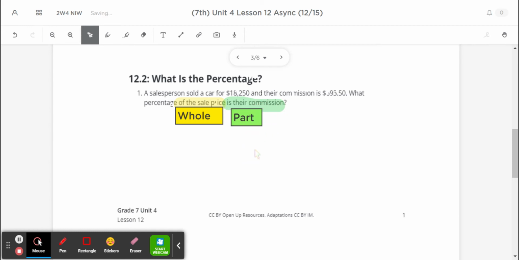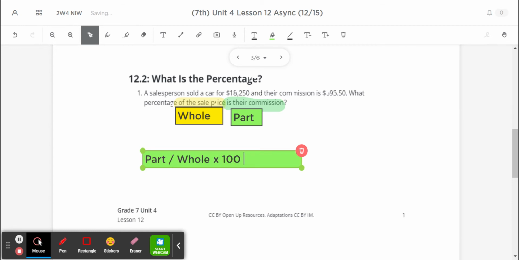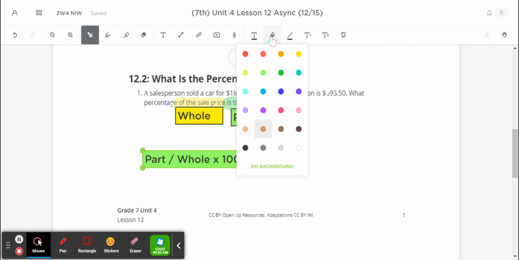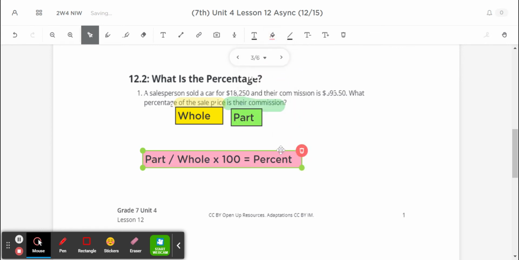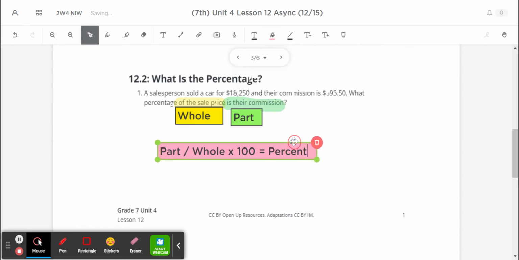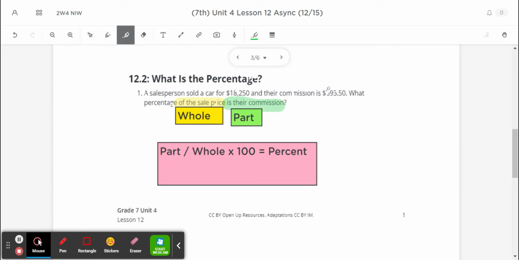Now, I know that I'm trying to determine my percent, which means I can rely on my formula, part over whole times 100 equals percent. That's a formula we've been using in class a lot lately that will help you to determine the final answer to this question. I know that my part in this problem is the commission. And as it says in the question, the commission is $693.50.